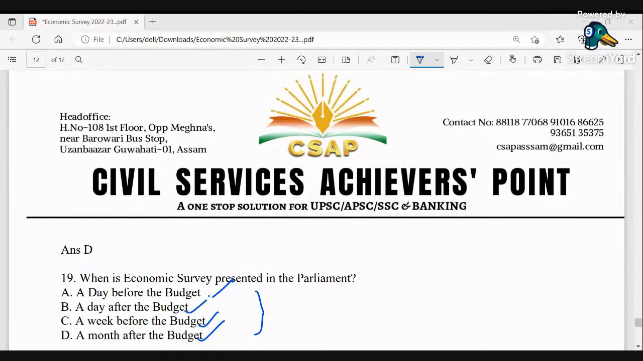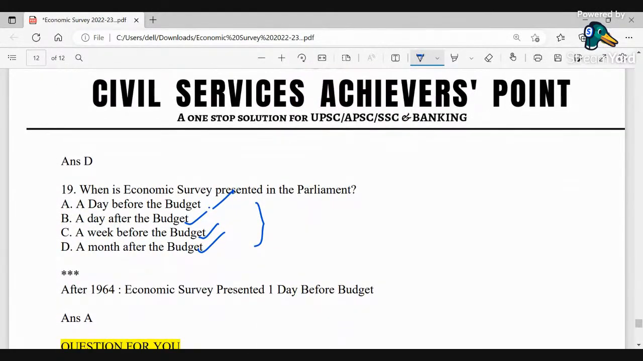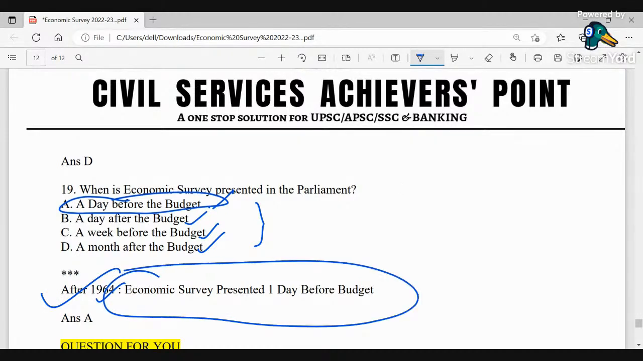19A. Okay. 19D. Okay. Good try. So it's A. That is a day before the budget, we can see the economic survey presented in the parliament. Since 1964, the economic survey has been presented one day before the budget. So the correct answer over here is answer number A.